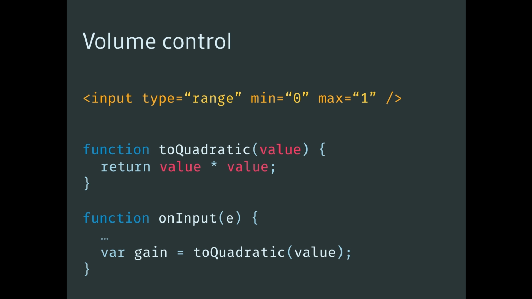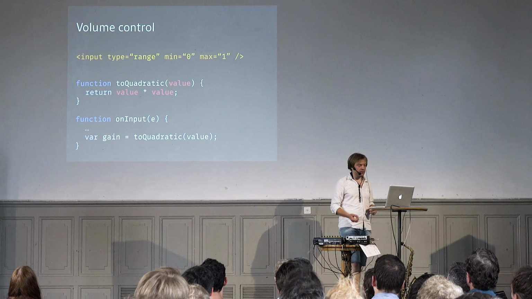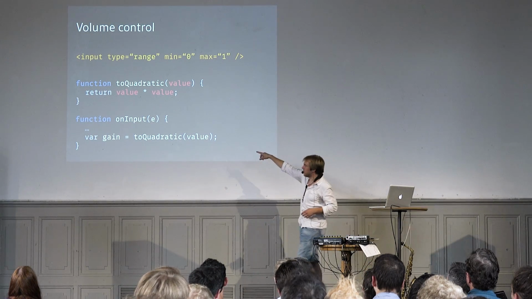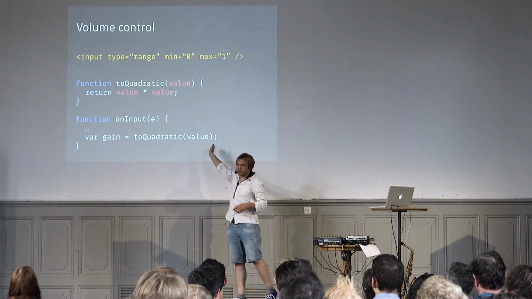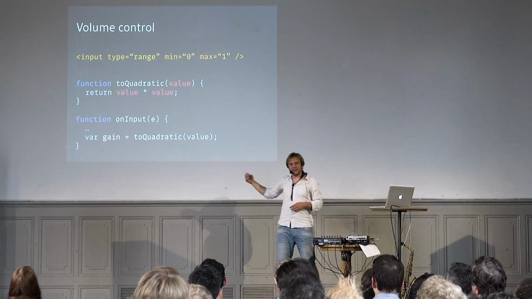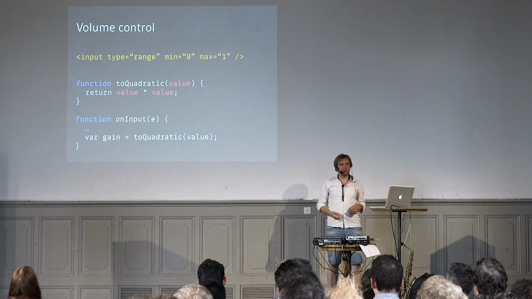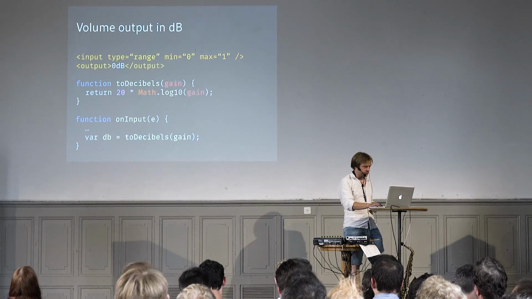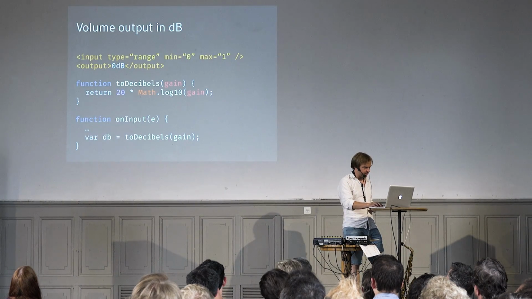So let's go over that again. On a volume control, human ears hear power as loudness. Power is proportional to the square of the amplitude. So that's a very easy transform to make. We have a quadratic which simply squares the value coming from the input. I've missed out a bit of code here, but we get the gain from the square of the value, and then we set it on the gain parameter of the gain node. I didn't cover decibels.